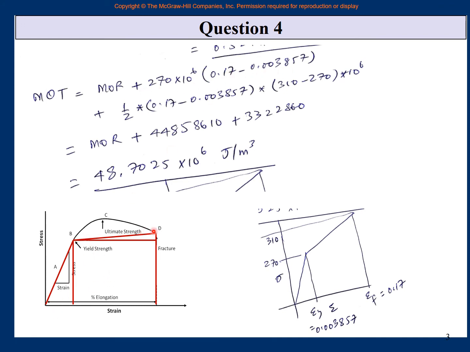And then it is this triangle, half length into height. So length is again the same, epsilon f minus epsilon y, but height is sigma f minus sigma y. So 310 minus 270. And then you solve whatever you solve. So again, directly it will come as megapascal, but write megajoule per meter cube or 10 raised to 6 joule per meter cube, right?